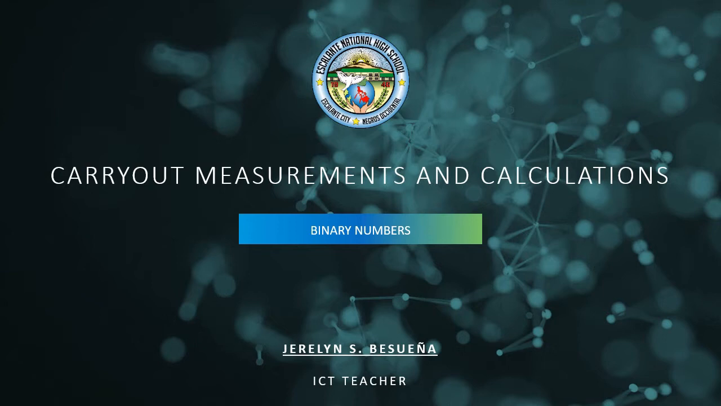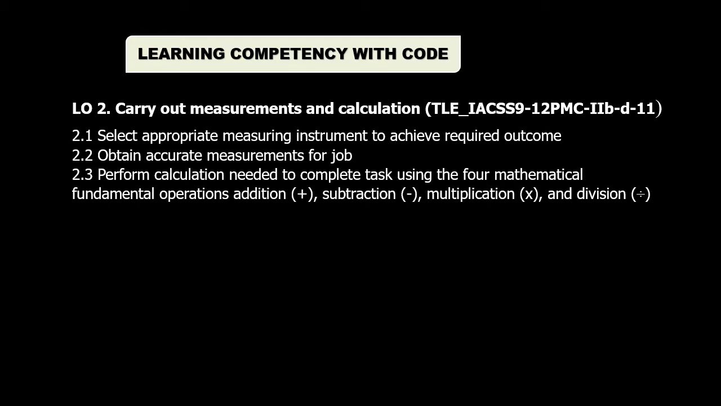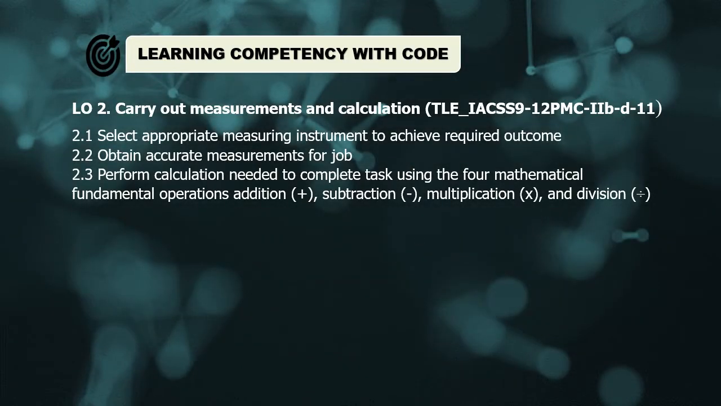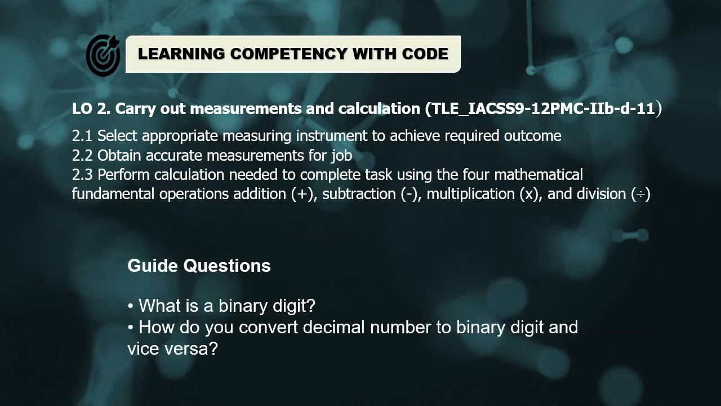This is our second week, and our topic is about binary numbers. Last week, we already discussed the different measuring tools used in CSS. This time, our learning competency is about: one, selecting appropriate measuring instrument to achieve required outcome; two, obtain accurate measurements for job; and three, perform calculation needed to complete task using the four fundamental mathematical operations.